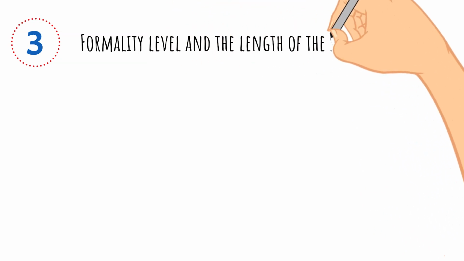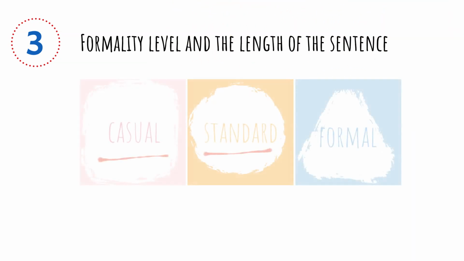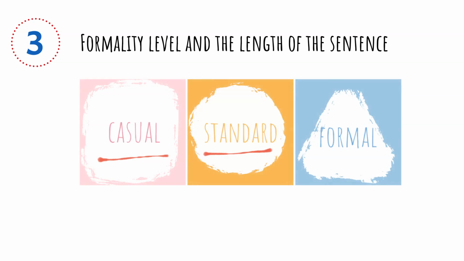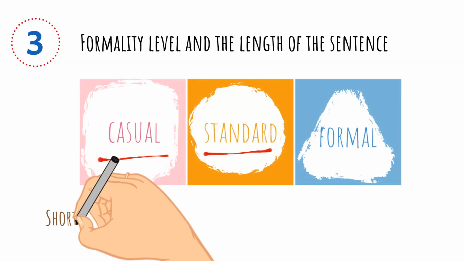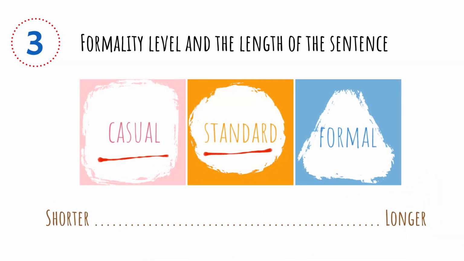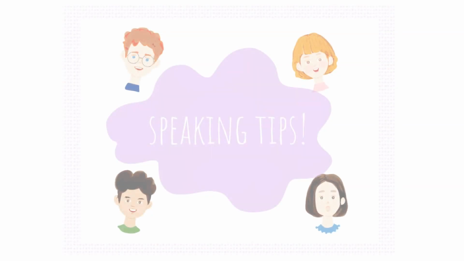3. Formality level and the length of sentence. We mainly teach standard level and casual level verbs. Generally, the shorter a sentence is, the more casual it sounds.